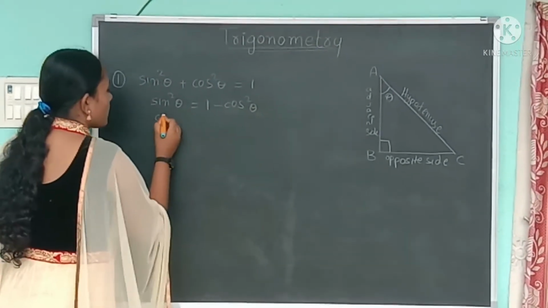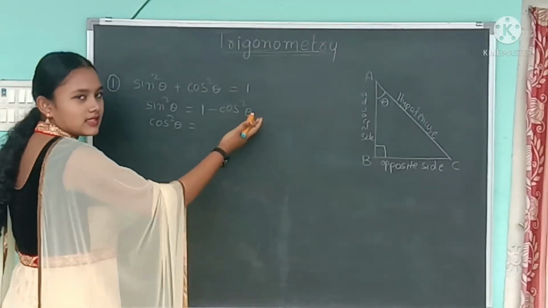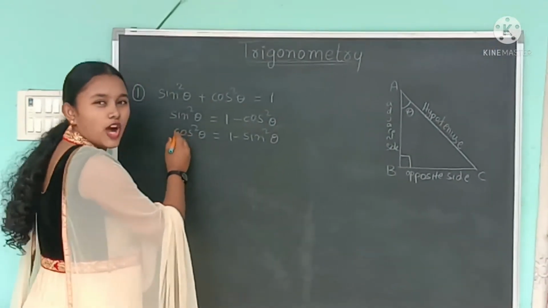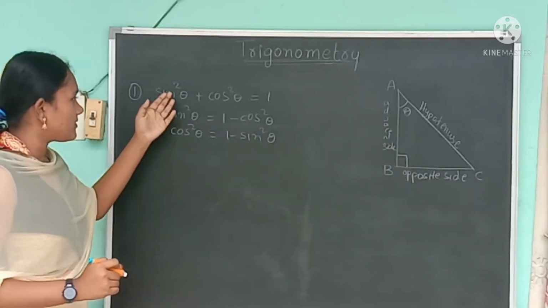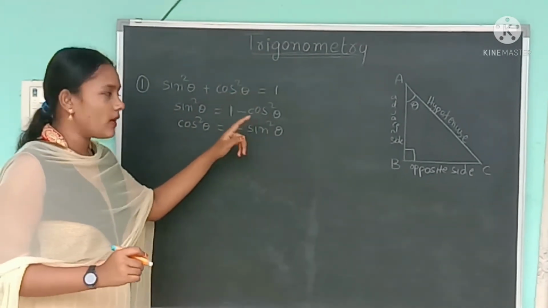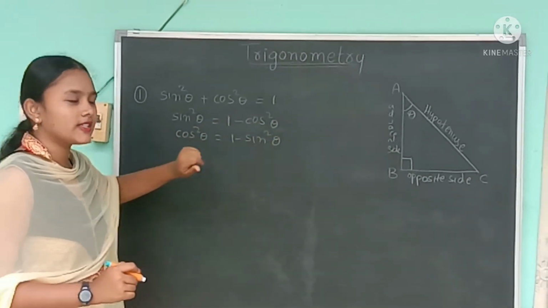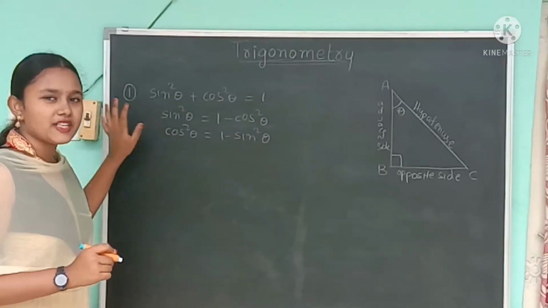And cos square theta is equal to, sine will go this side, so 1 minus sine square theta. So sine square theta plus cos square theta is equal to 1. So sine square theta is equal to 1 minus cos square theta, and cos square theta is equal to 1 minus sine square theta. This is the first identity.